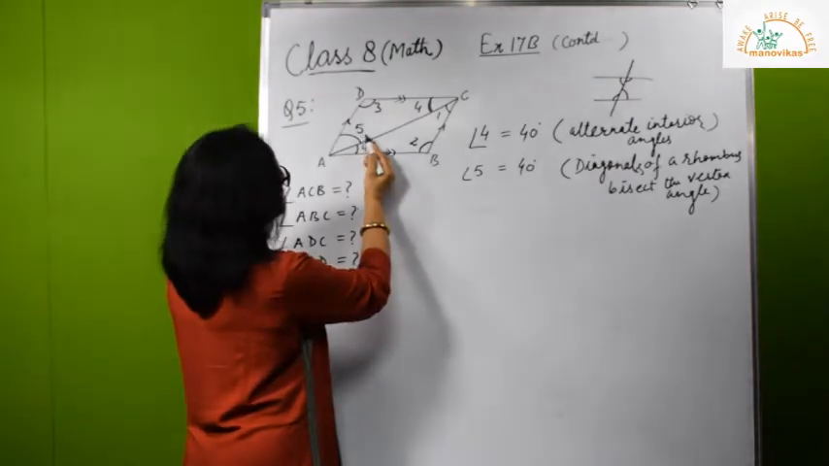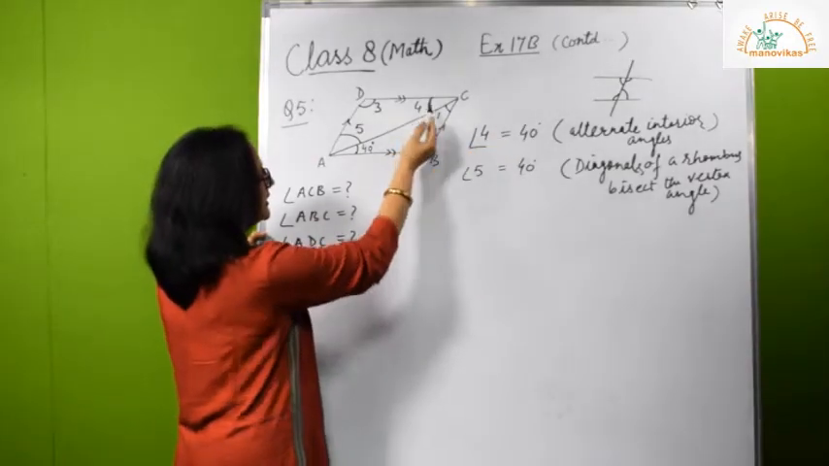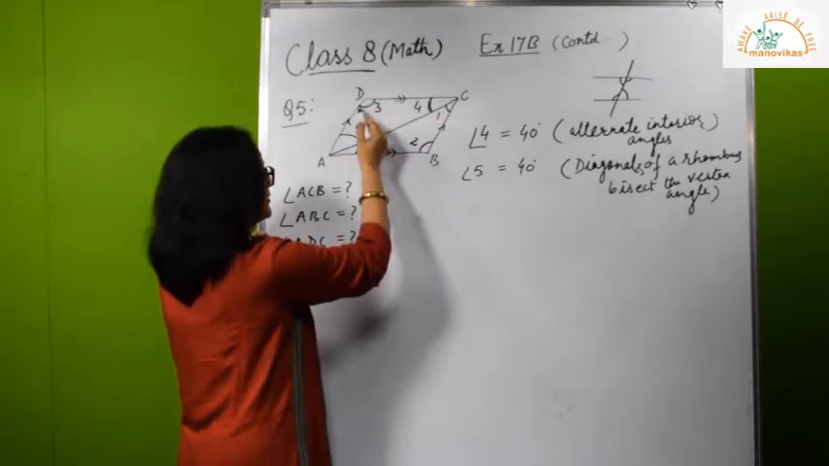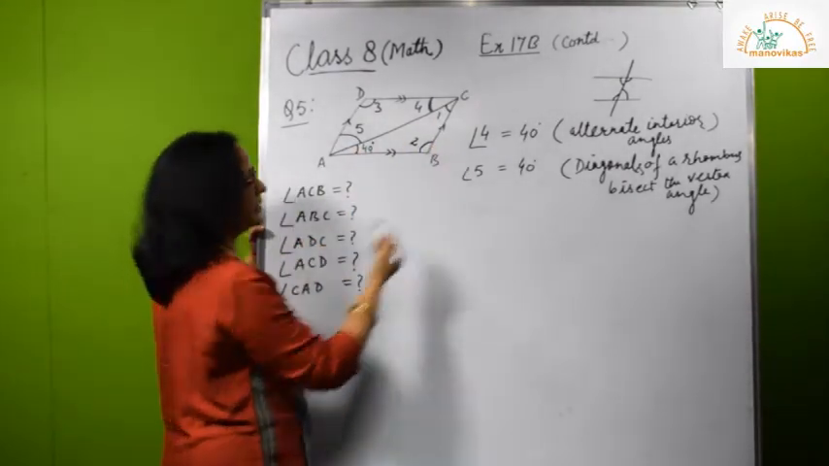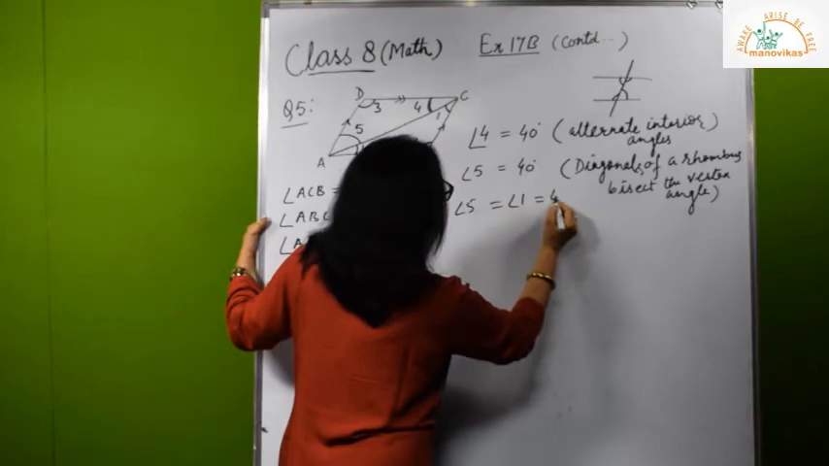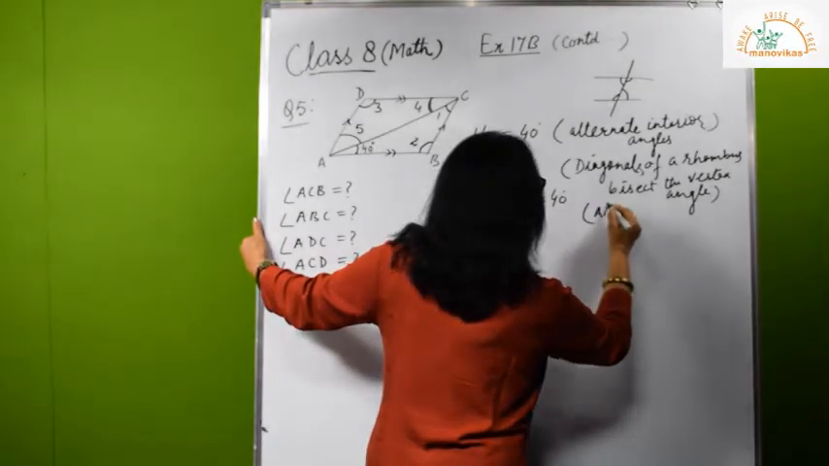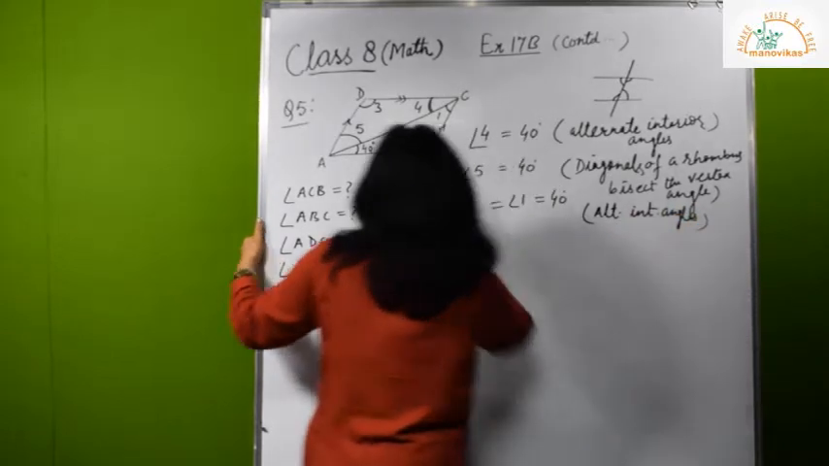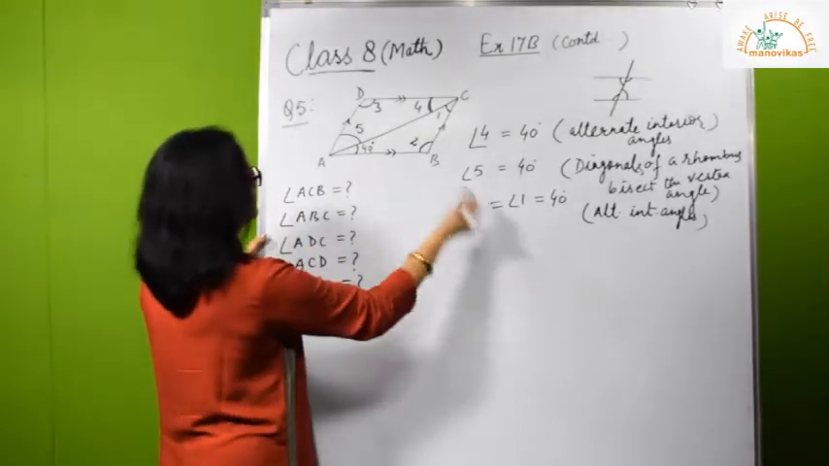Now with the help of angle 5, can you find angle 1 with the same reason? As we found angle 4 and 40 were alternate interior, similarly, angle 5 and angle 1 are alternate interior because sides AD and BC are parallel. So they will be alternate interior angles. So angle 5 is equal to angle 1, and because angle 5 is equal to 40 degrees, angle 1 is also equal to 40 degrees. And here you will give the reason: alternate interior angles. So 5 is equal to 1 and 4 is equal to 40. We have found these angles. So angle 1 is found.